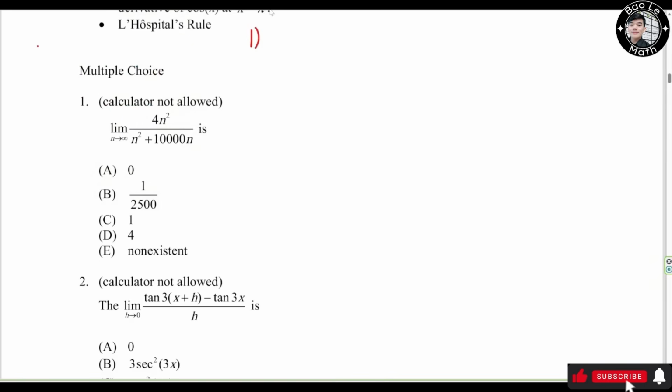A function f(x) has a limit L as x approaches c if and only if the limit of the function f(x) as x approaches c from the left equals the limit of the function f(x) as x approaches c from the right.